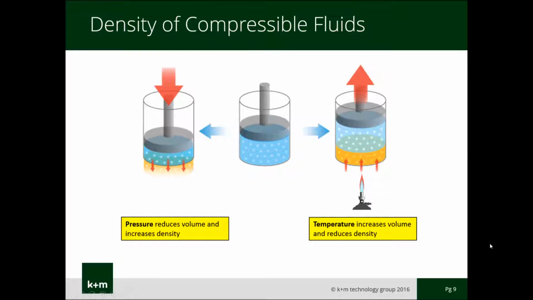Now let's discuss downhole density changes. As most of you are aware, the density of the fluids that we use in well operations are sensitive to temperature and pressure. When we apply pressure to a fluid, its volume decreases and therefore the density increases. Conversely, when we heat a fluid, its volume increases and its density is reduced. It's important to take both of these phenomena into account when we calculate downhole pressure in our wells.